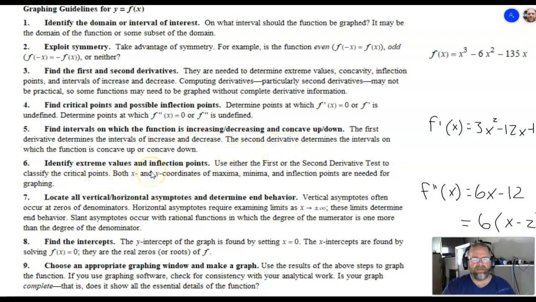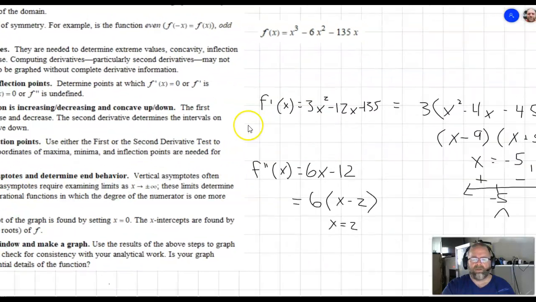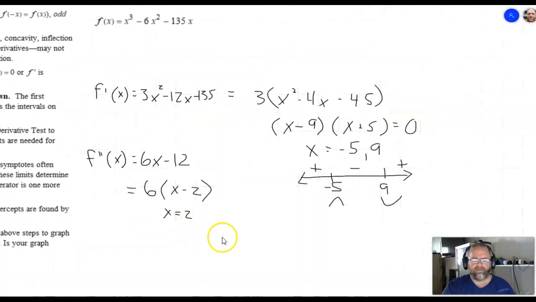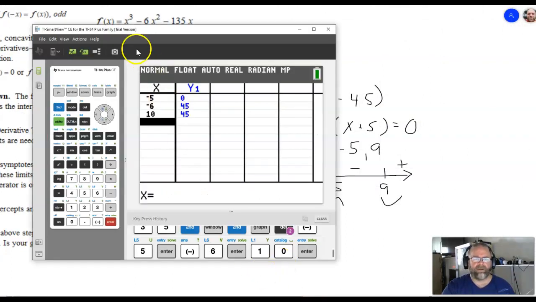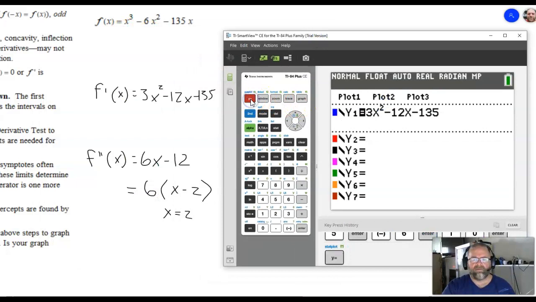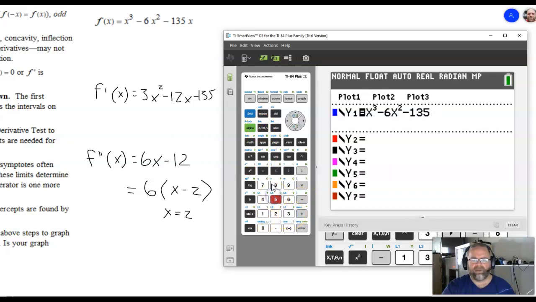Identify the extreme values and inflection points. So what we're going to do here is find these points here. So for the inflection point, let's go to our calculator and put the original function in. So we'll do x cubed minus 6x squared minus 135x, and let's start finding out what all these values are.